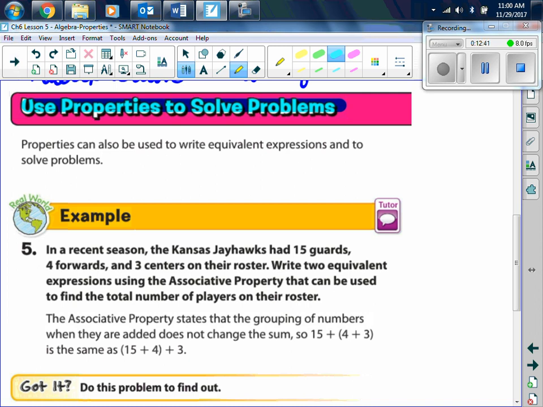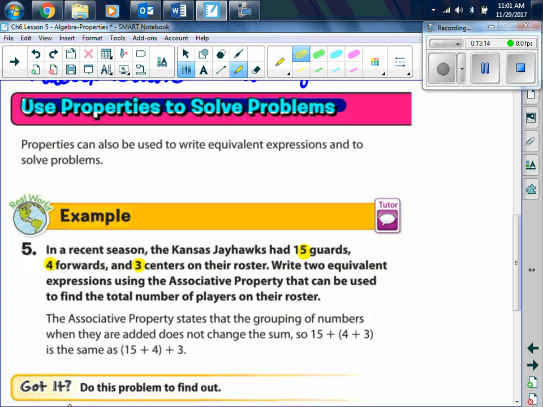So here, for example 5, it says, in a recent season, the Kansas Jayhawks had 15 guards, 4 forwards, and 3 centers on their roster. Write 2 equivalent expressions using the associative property that can be used to find the total number of players on their roster. So here, the numbers that we're adding are the 15 guards, the 4 forwards, and the 3 centers. And you can add them in any order you want.